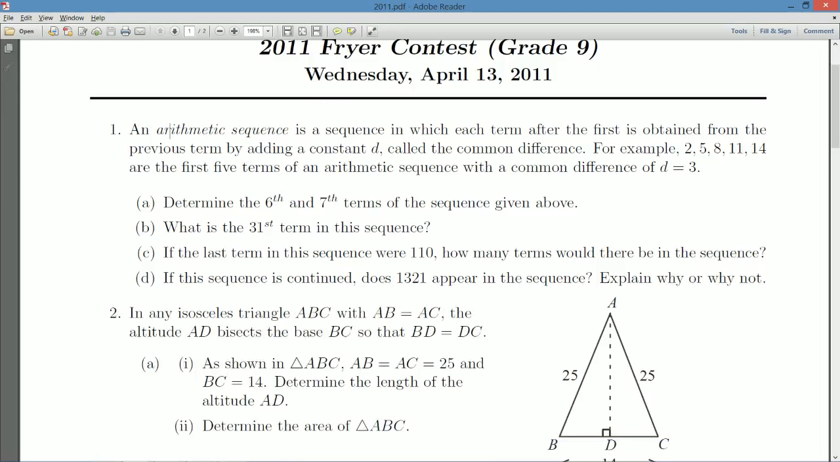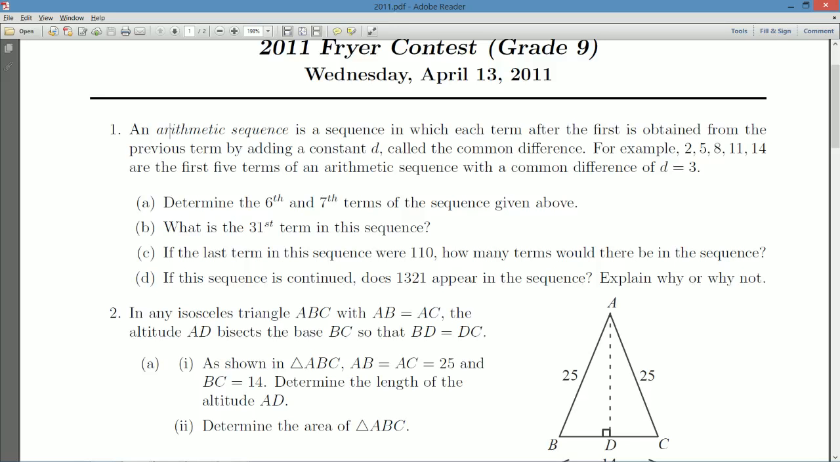An arithmetic sequence is a sequence in which each term after the first is obtained from the previous term by adding a constant d called the common difference. For example, 2, 5, 8, 11, 14 are the first 5 terms in an arithmetic sequence with common difference of d equals 3. So this question has 4 parts to it, and hopefully you've paused the video and had a go for yourself.